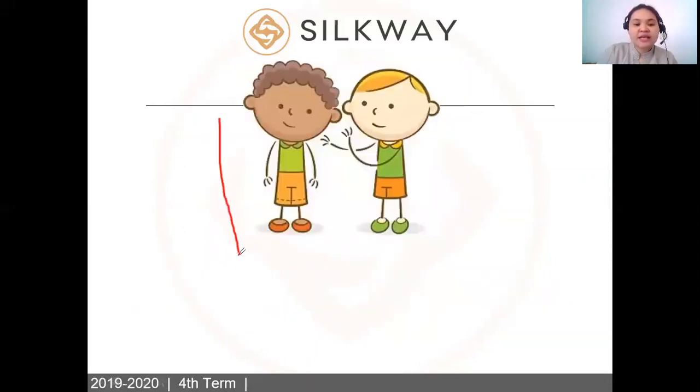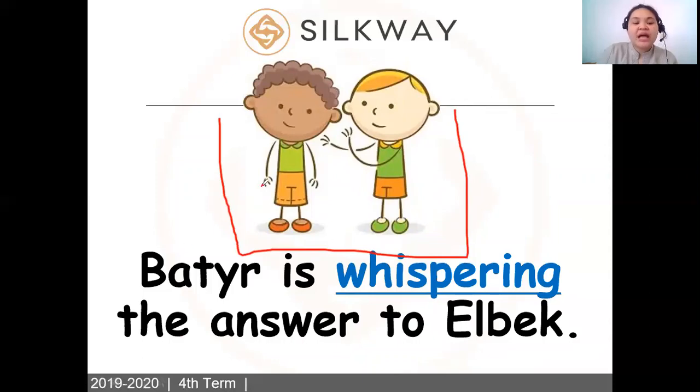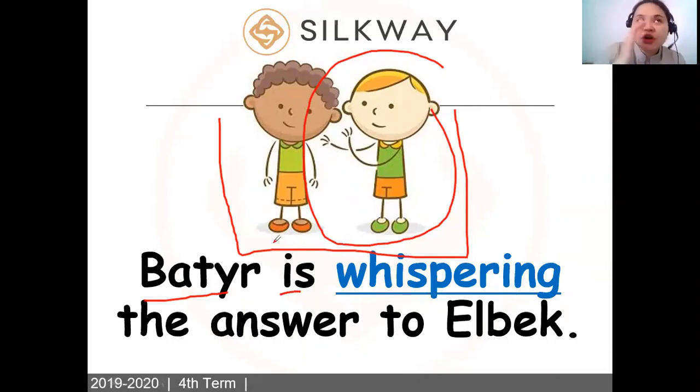Here you can see two people or two children. What are they doing at the moment? You can say, for example, this is Butter, and he is whispering the answer to Yell back. When you say whispering, it's shh. So he is saying the answer in a very small voice to Yell back. So whispering. He's not shouting, but he's whispering like this. So let's move on.